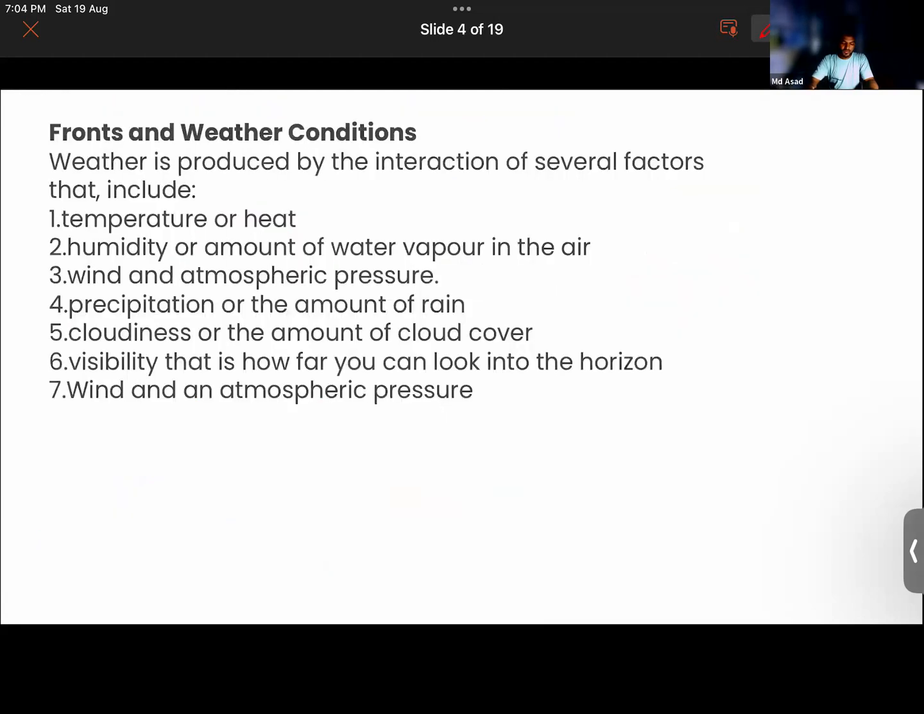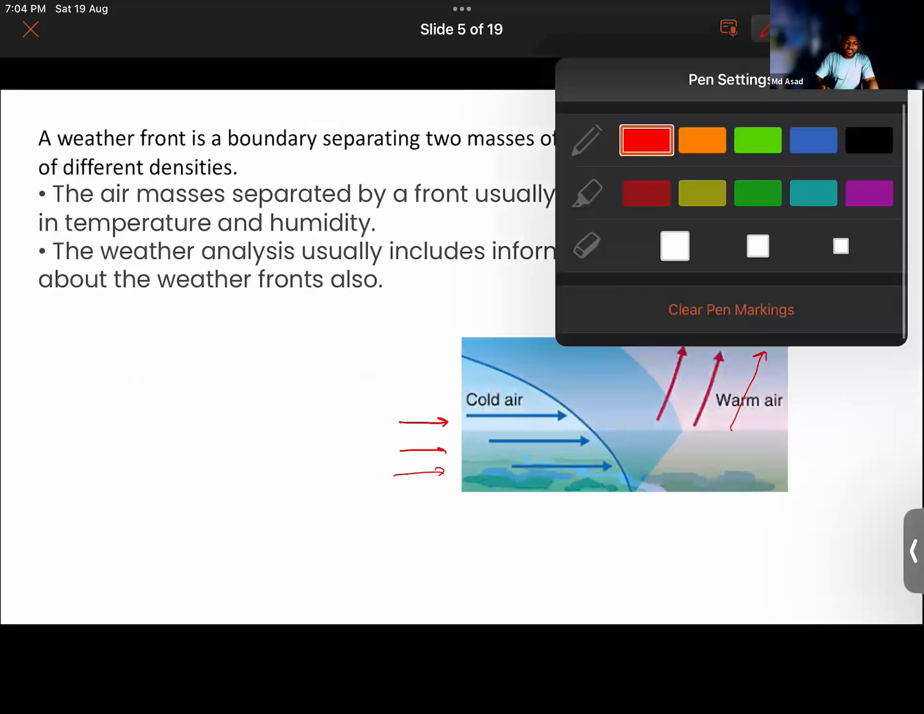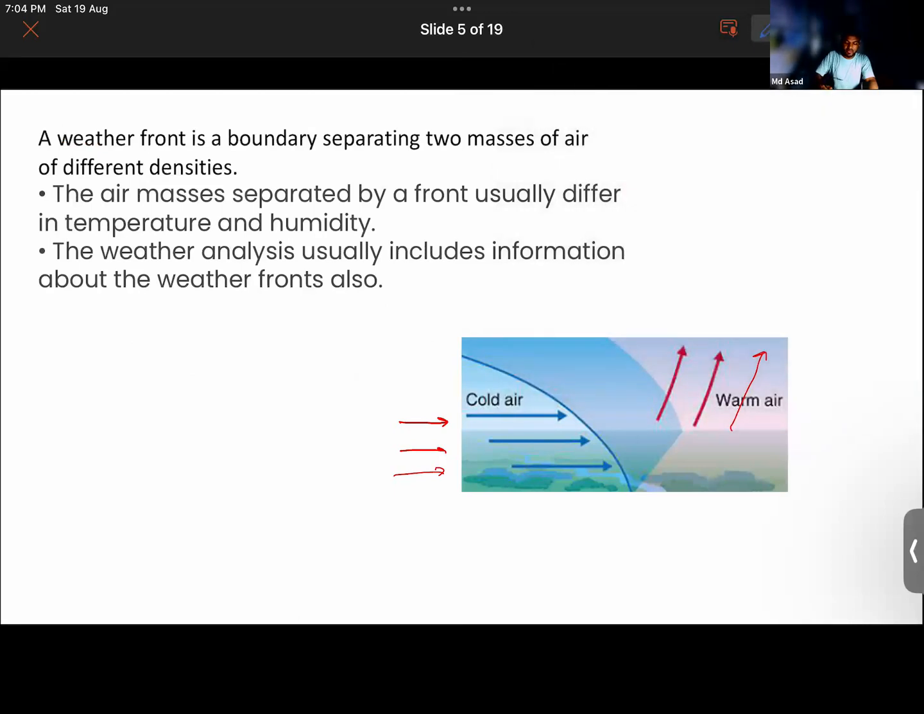Okay. Now, there's another concept called fronts. What are fronts? Any idea? Look over this figure here. There is cold air coming from this side, and there is this warmer air. And you can see there's an imaginary boundary between the two. Just simply look at this diagram.